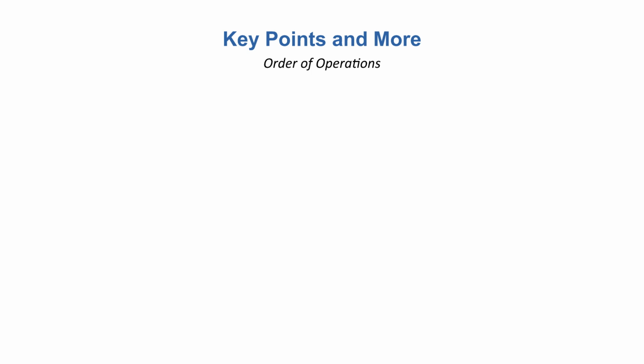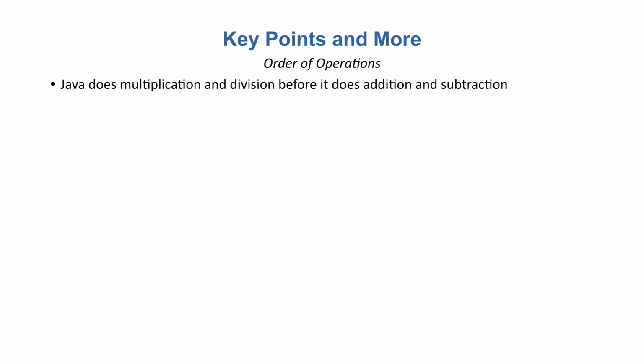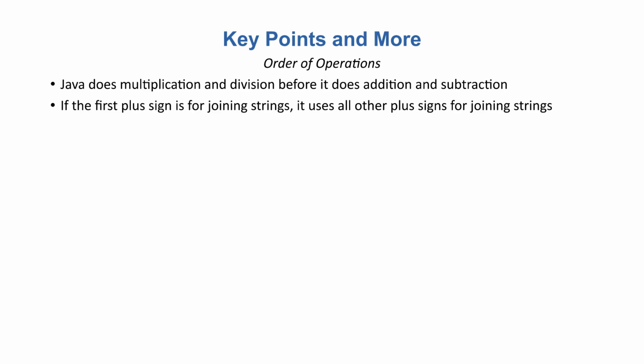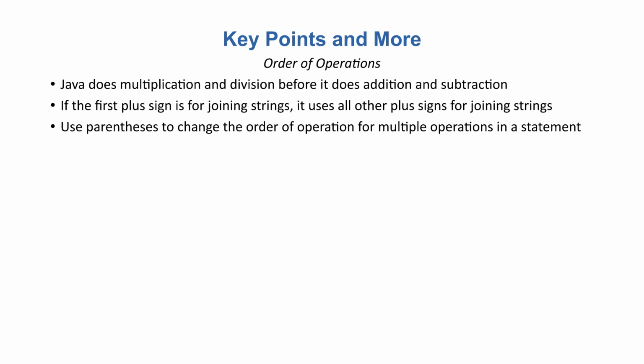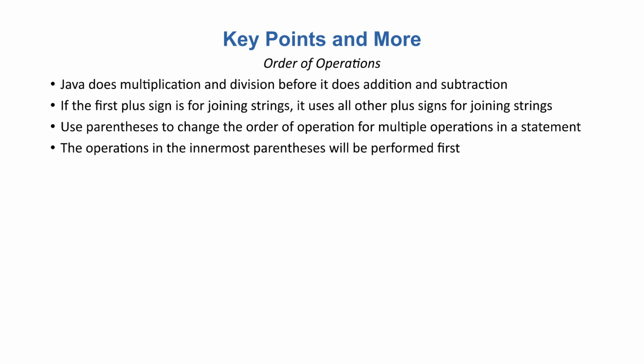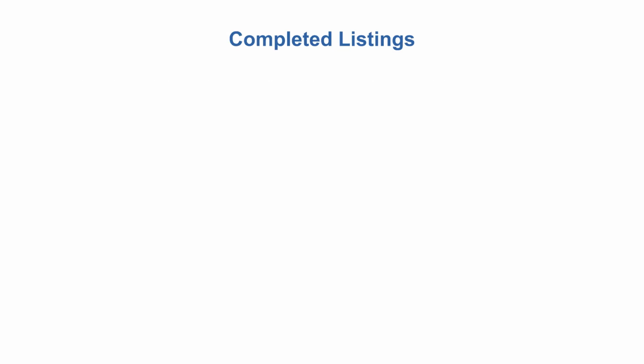Key points and more. Order of operations. Java normally does all multiplication and division in a statement before it does addition and subtraction. If Java sees the first plus sign is for joining strings, it assumes the next plus signs are also for joining strings. Use parentheses to change the usual order of operations when more than one operation is in a statement. The operations in the innermost parentheses will be performed first.